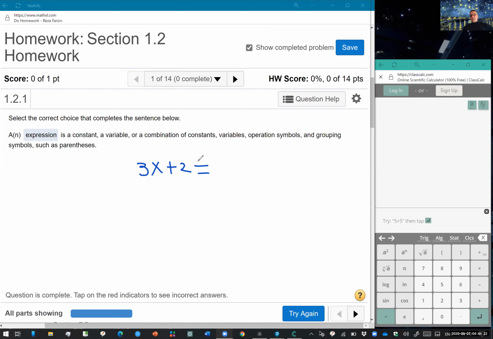So just remember, just because you have an equal sign, it doesn't mean you have an equation. You have to have an equal sign and some expression on the left, some expression on the right, yeah?